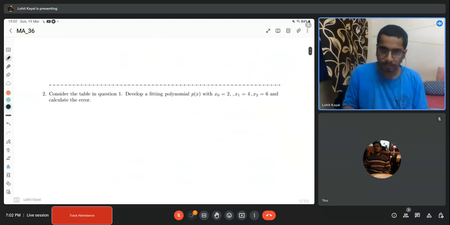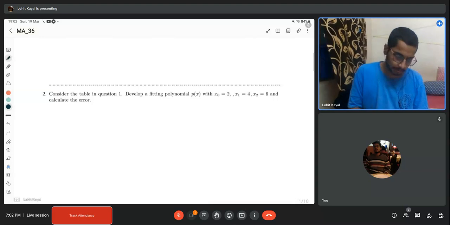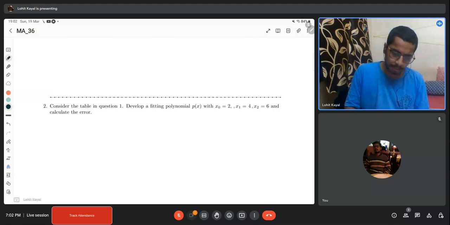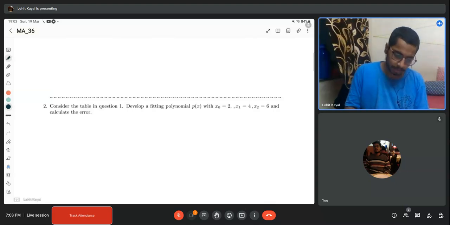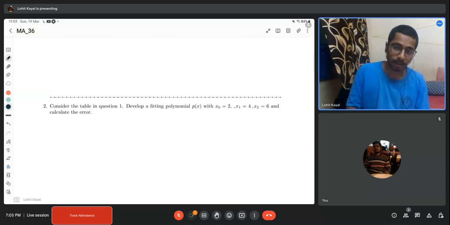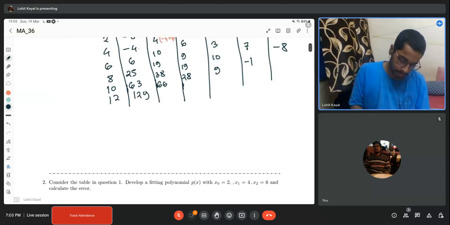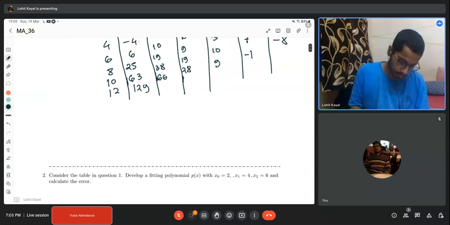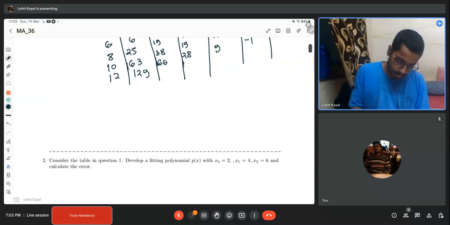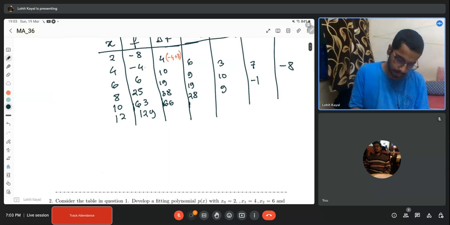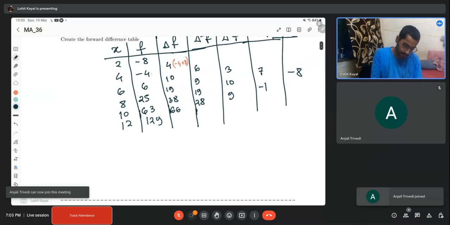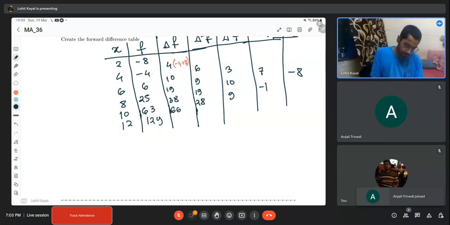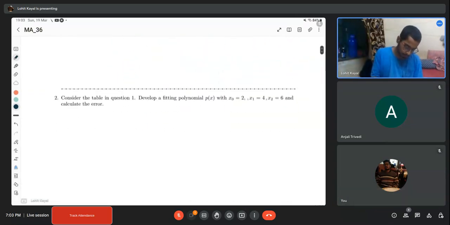Now the second question is related to question 1. We need to develop a fitting polynomial p(x) with x0 equal to 2, x1 equal to 4, and x2 equal to 6, and we need to estimate the error. First let us do the first part where x0 equals 2. Let's start with finding the polynomial for these three data points. So what will be the formula?